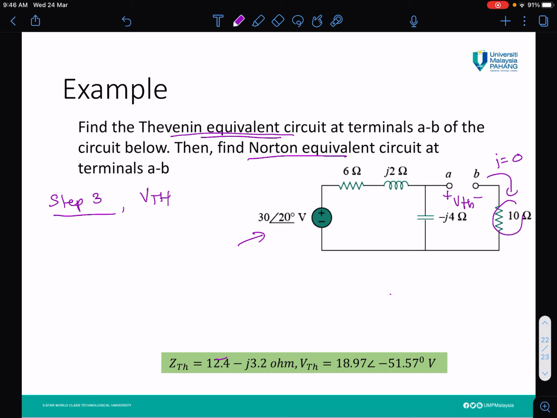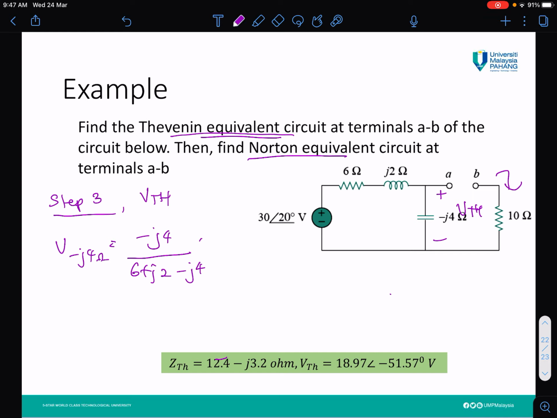So guys, I can say the location of VTH is here, because there is no current flowing here. So what is the VTH for this diagram? We can use the voltage divider rule: V across minus J4 ohms equals J4 divided by 6 plus J2 minus J4, and then multiply by the voltage, 30 angle 20 degrees volts. You need to calculate until the end, and I believe you can find the answer. The answer is here.